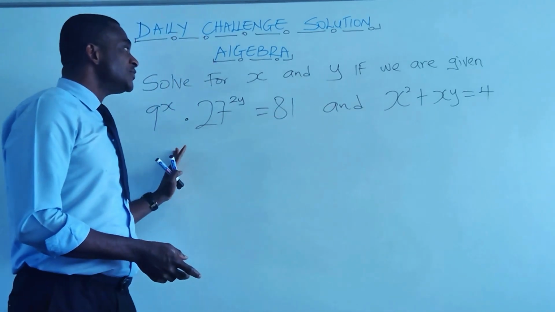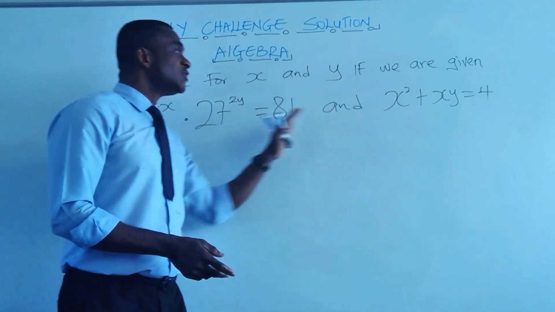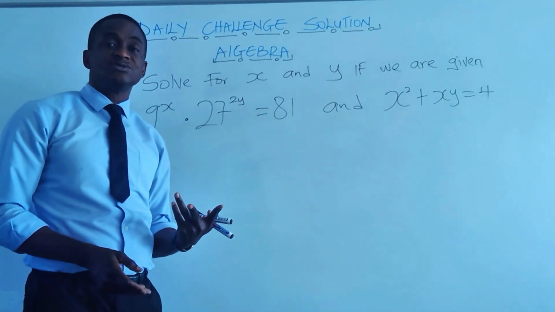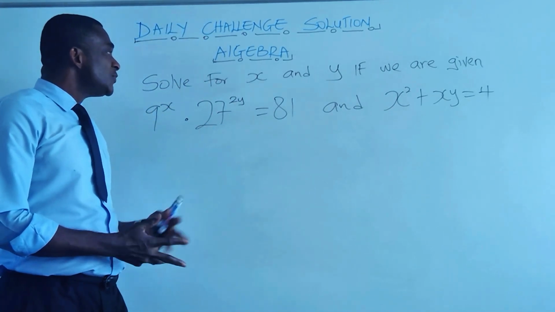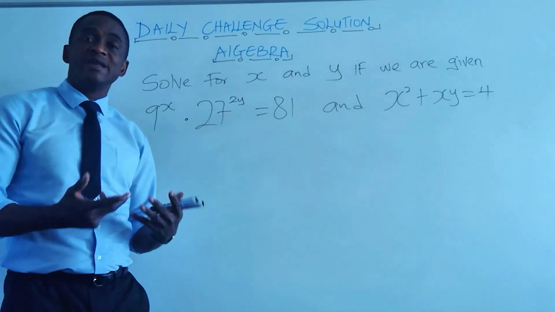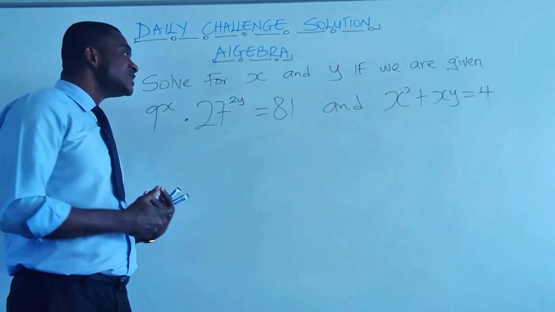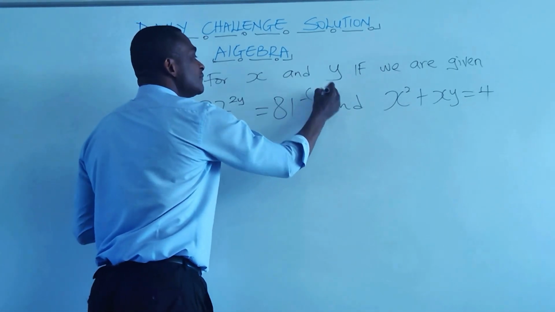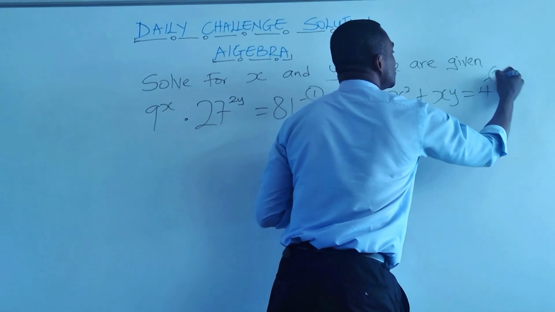So how you know that it is a simultaneous equation will be that you'll be given two equations and you'll be given two variables to solve for. So what do we do? We have a combination of algebra and exponents here. So we use exponents to break down the first equation. This is our equation 1 and this is our equation 2.